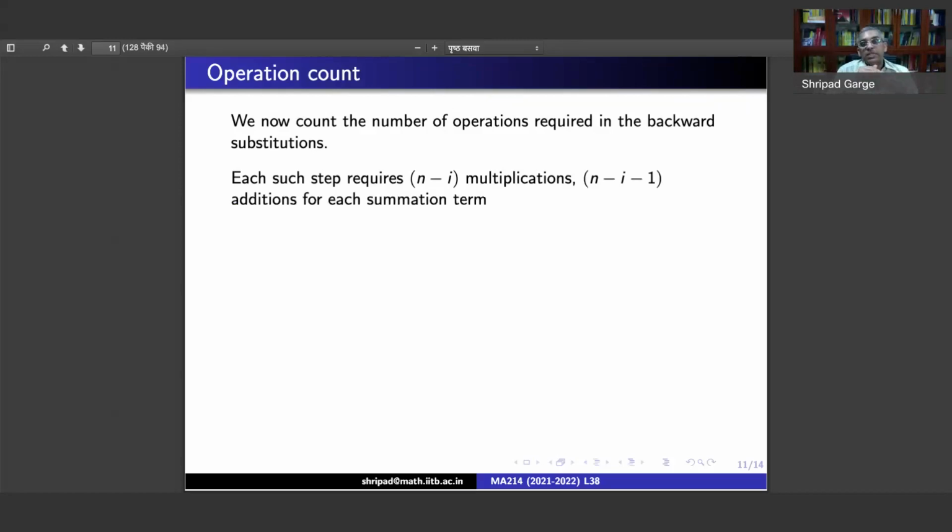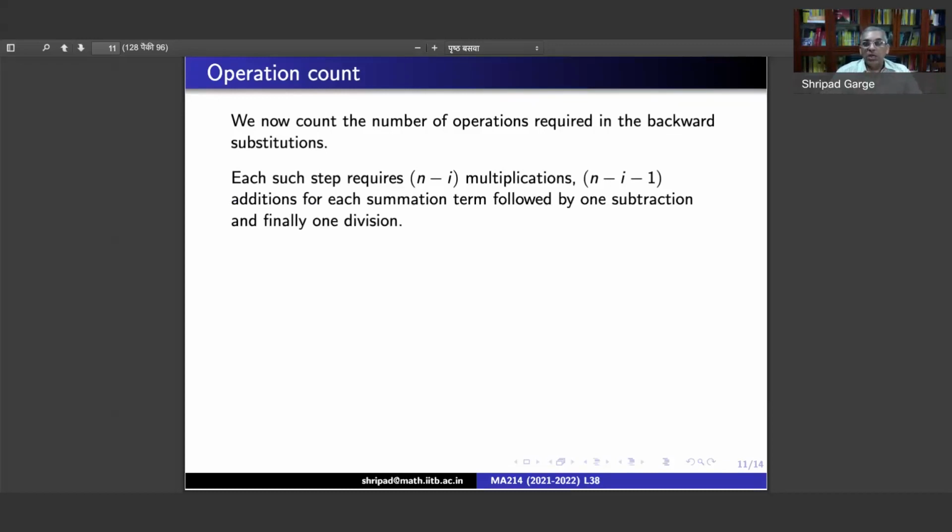Then there are summations, n minus i minus 1 additions per summation term. You have to add those. When you have 2 entries, you have to sum them once. When you have 3 entries, there will be 2 summation operations. So for n minus i entries, the total number of additions is n minus i minus 1. Okay, so that will give you the sum, and then you subtract it from bi. So that is one subtraction. And once you have done that, you will divide by aii. Finally, one division.